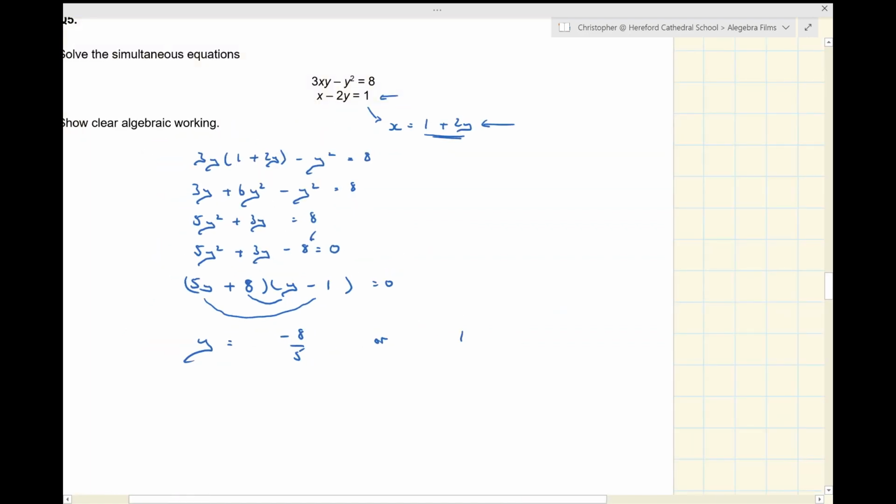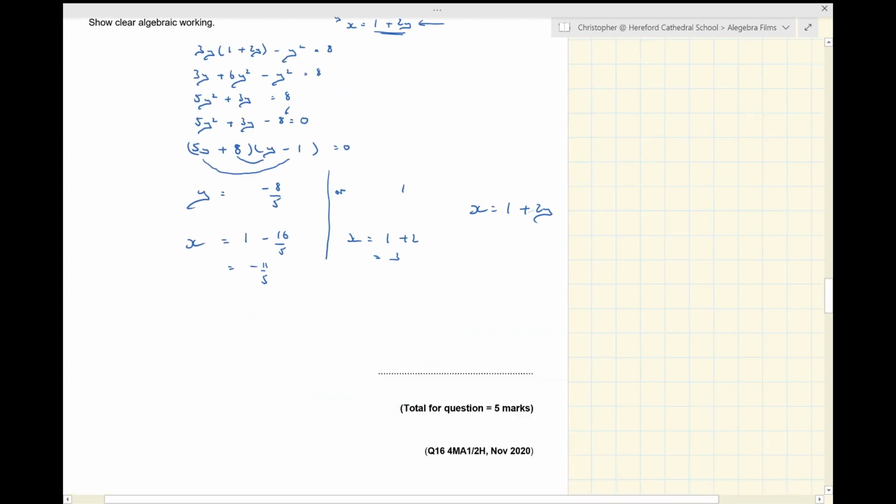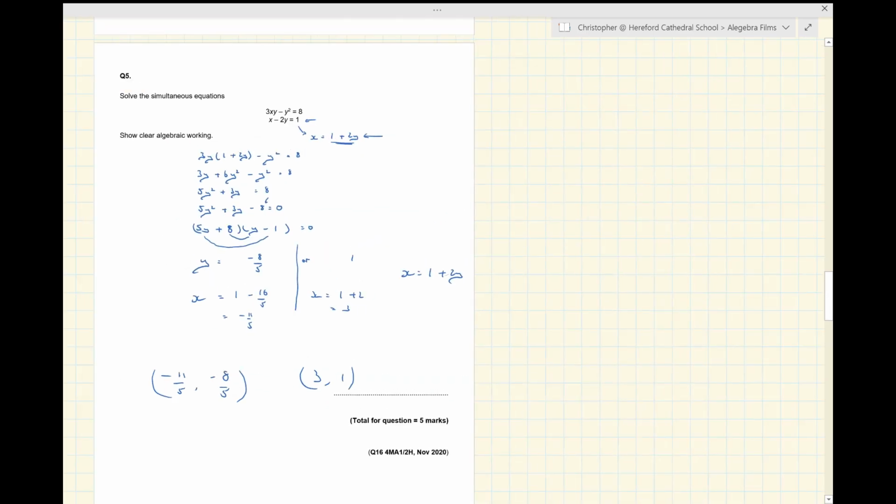Okay, now what about x? Well, x is equal to 1 plus twice y. So if y is equal to minus 8/5, then x is equal to 1 minus 16/5, which is minus 11/5. You could use a calculator for that. Or if y is 1, then x is equal to 1 plus 2, which is 3. So I've got two solutions. I've got x is minus 11/5 and y is minus 8/5. Or I've got x is 3 and y is 1. Okay.